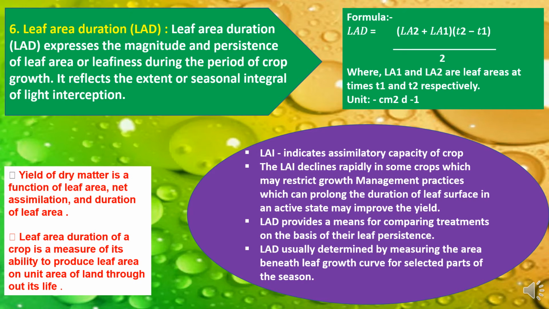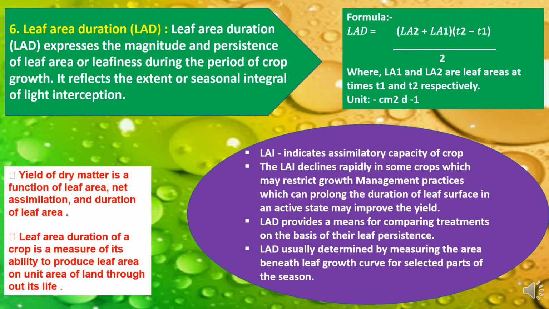Leaf area duration is measured with the formula (LA2 + LA1) multiplied by (T2 − T1) divided by 2, where LA1 and LA2 are leaf areas at time T1 and T2 respectively, and its unit is square centimeter per day. Yield of dry matter is a function of leaf area, net assimilation and duration of leaf area.